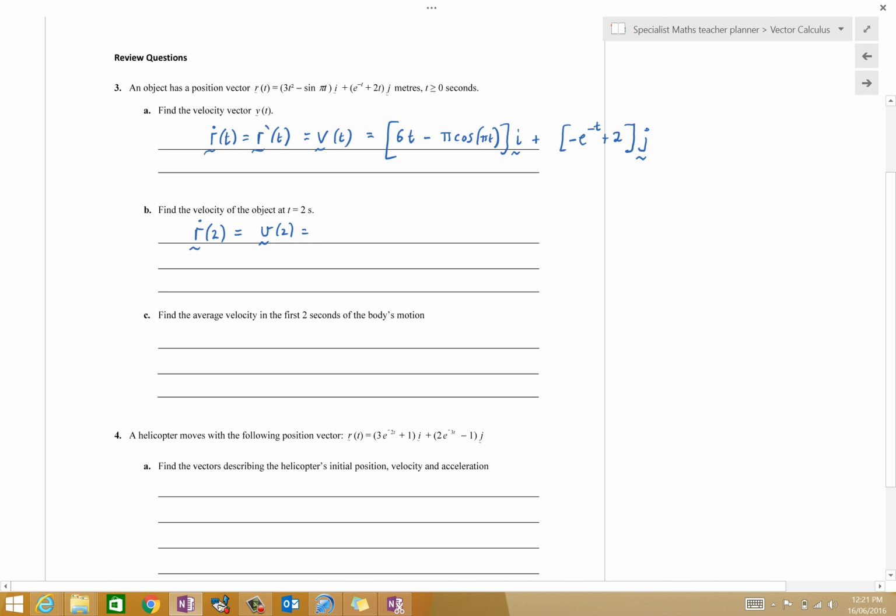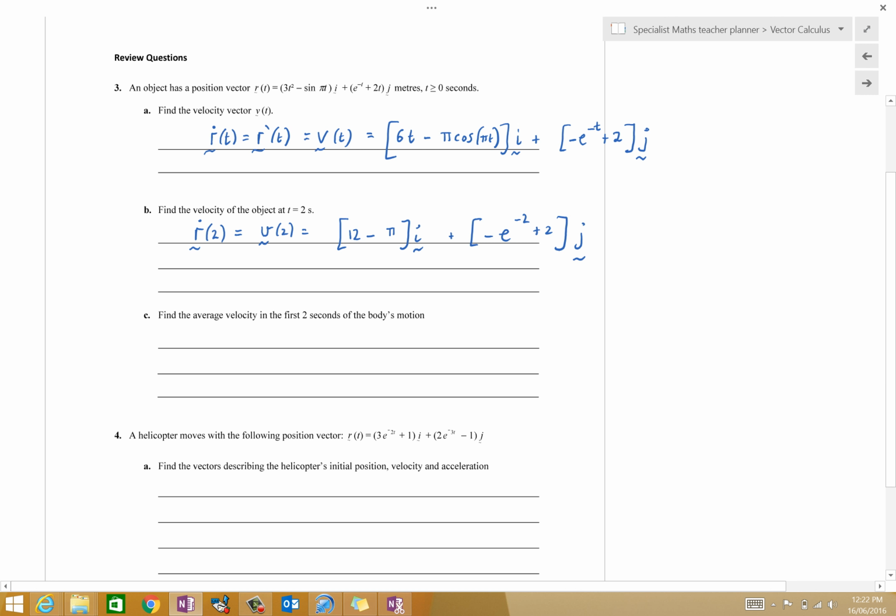So I'm subbing in 2 for t, which is going to be 12 minus, now cos of 2 pi. Cos of 2 pi is the same as cos of 0, which is 1. So that's going to be minus pi i. Then subbing in 2 there, that's going to be plus minus e to the minus 2, plus 2j.